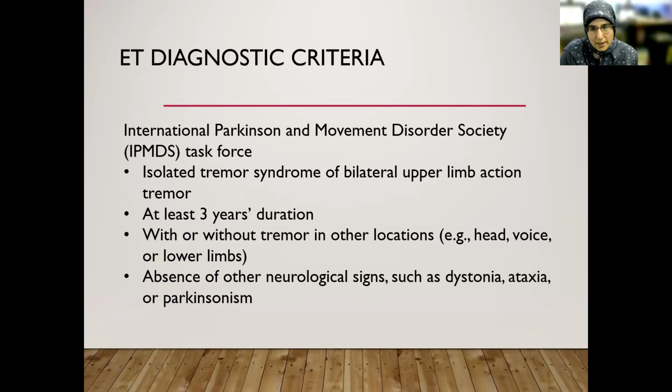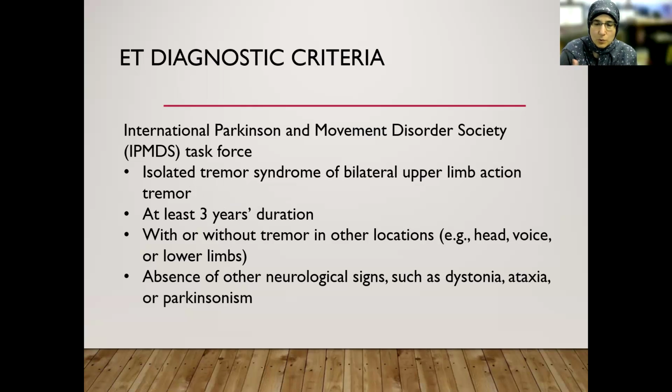Now, this was revised a few years ago, 2018 actually, and the thing that was removed is the head tremor. So essential tremor is now defined as somebody having tremor in both upper extremities with sustained postures or with movement. It should be there for 3 years. And the reason the 3-year term is included is to make sure that we do not confuse it with something else, because it tends to evolve.